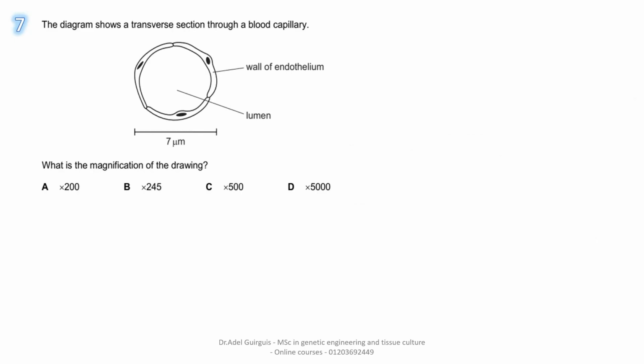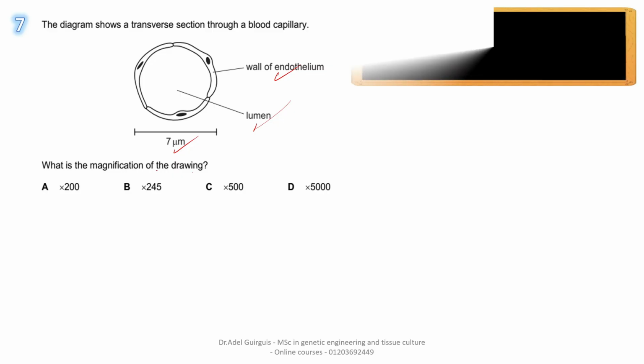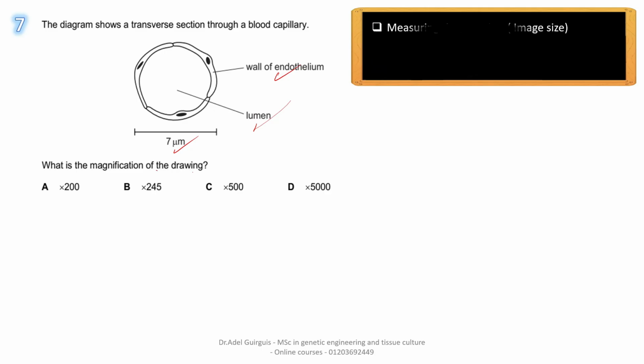Number 7. The diagram shows a transverse section through a blood capillary. The wall is endothelium, one cell thick, with a narrow lumen with diameter equal to 7 micrometer. What is the magnification of the drawing? To calculate the magnification of this blood capillary, we need to measure the image size or the scale bar size by using a ruler. Look, measuring firstly the scale bar image size by a ruler.